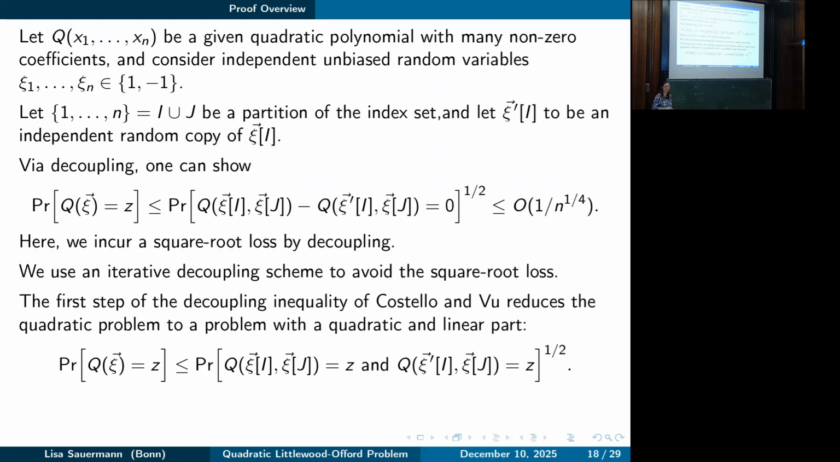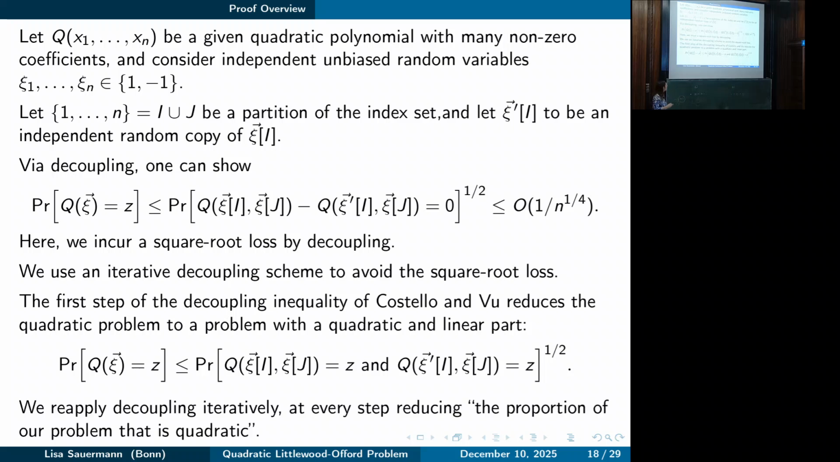and so there's no way at this point to avoid the 1/2. But now if you remember, the next step of Costello and Vu was just to take the difference here, so just to upper bound this by saying the difference is 0, and that step in some sense was really lossy, and we tried to get better at that step.